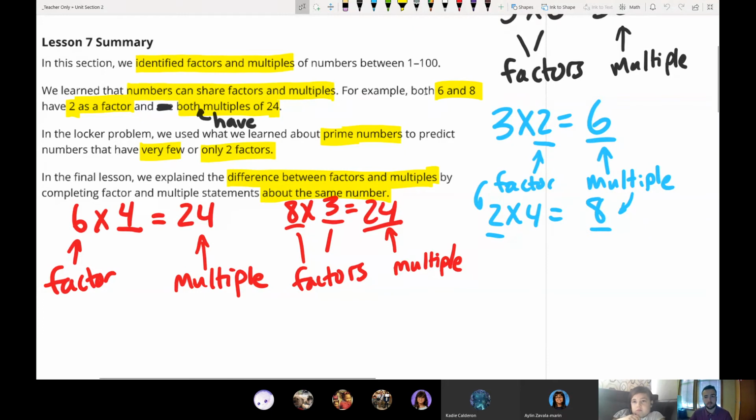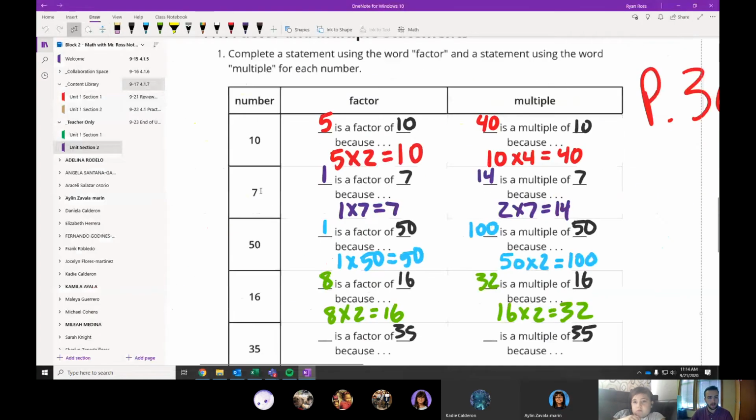So we use the same number. I'll go back to it again. This is what we did on Friday. We explained the difference between factors and multiples by looking at factors of a number and multiples of that number. So we had factors of 10. We had multiples of 10, and we showed the differences between each of those. We then had factors of 7, and then showed multiples of 7. Factors of 50, and multiples of 50. Remember, factors are the 2 numbers that we're multiplying together to get the answer, and the multiple is the product, and it's a multiple of each of those factors.